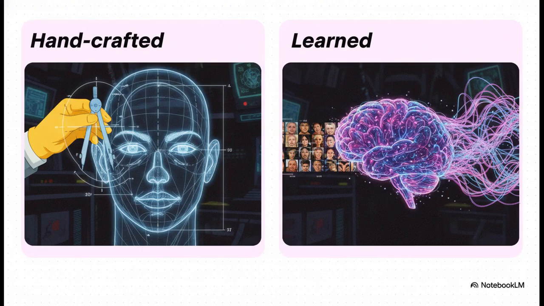So here's the real kicker. In the old way, a human expert would have to program the computer, telling it, hey, look for the distance between the eyes, or measure the shape of the nose. With deep learning, you don't tell it anything. You just show it millions and millions of faces with names attached, and the network itself figures out the most important patterns for telling people apart. And these patterns are often way too complex for any human to even describe.